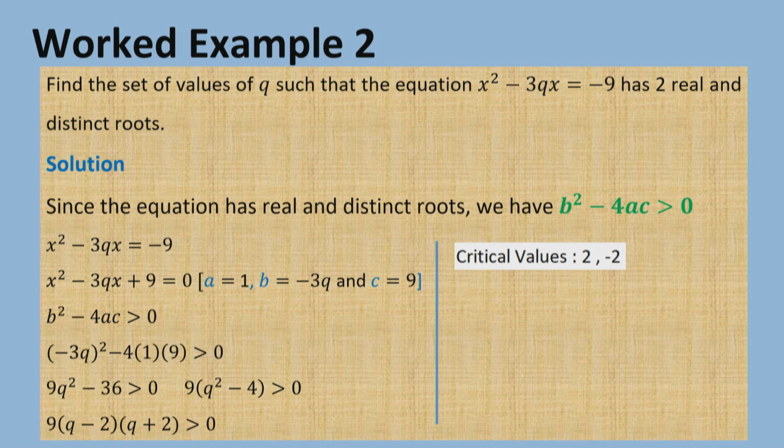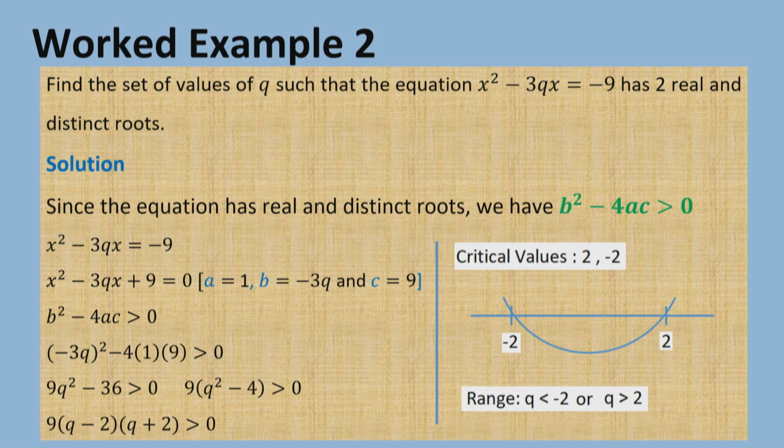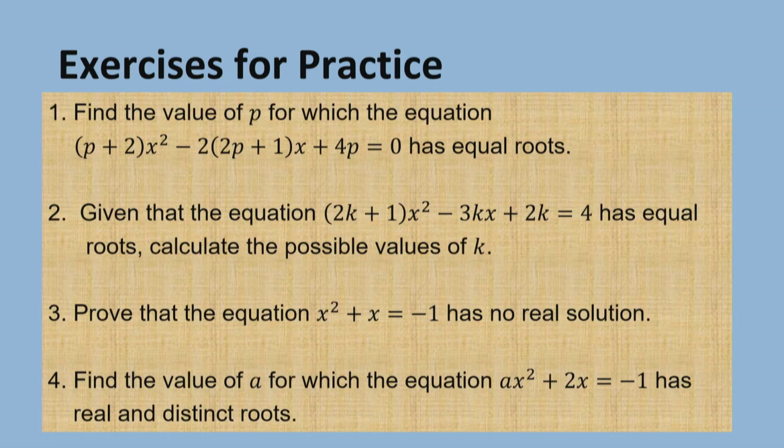Next step, you know that now. We move to the number line, negative 2 and 2. And then we do our curve. Now it's greater than 0, so we are going to look where the curve is above the line. So q will be less than negative 2 or q is greater than 2. Okay, so now a few exercises for you to practice.